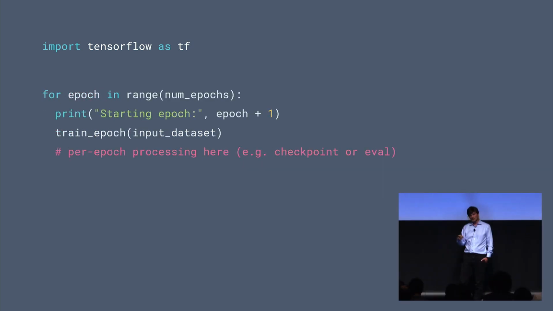Now, the last step of your custom training loop is the iteration over multiple epochs, which is pretty straightforward, and this just illustrates how you do that, optionally inserting per epoch processing inside of the outer loop, such as checkpointing your model or running an eval of the model.